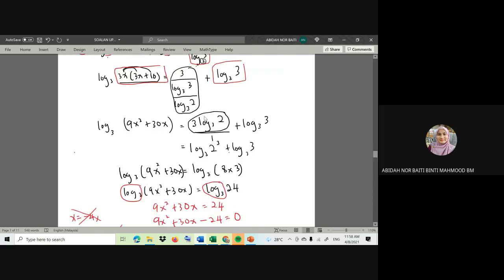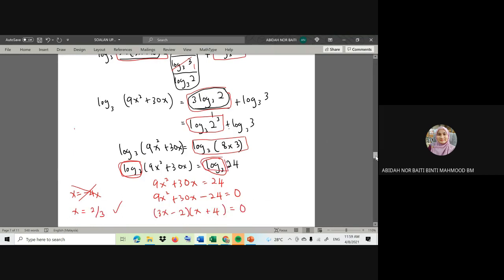And then we simplify. Okay, simplify semua. Log 3, base 3 is 1. Okay, apply law number 3. This is law number 3. Okay, and this is law number 1. Okay, and now we compare log. Okay, single log both sides. Then we get quadratic equation. We rearrange and factorize. Then we get two values of x.